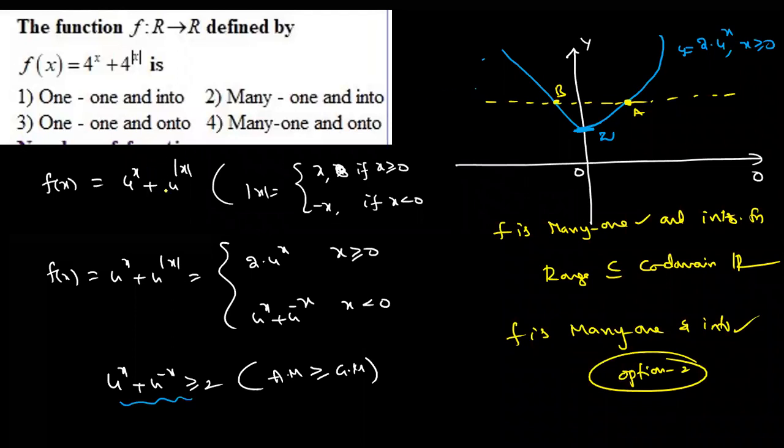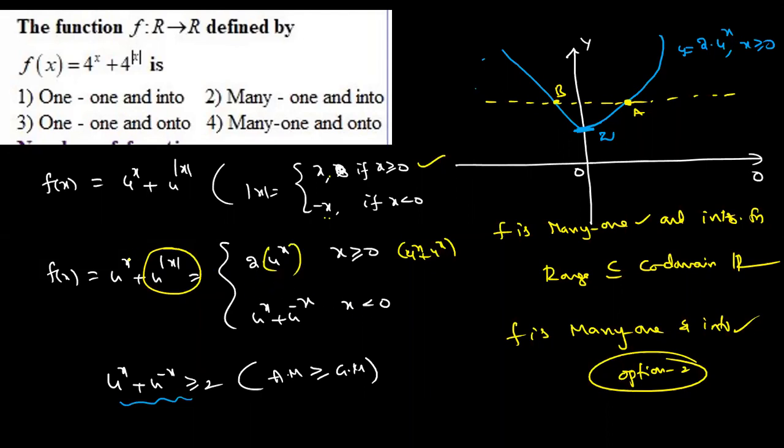Once again, I'm repeating 4 power x plus 4 mod x. See the definition. This is the definition. X positive means 4 power x, x less than 0 means minus x. X positive means 4 power x plus 4 power x. This one you should understand. X positive means this is positive. Both are repeated, that's why I wrote 2 into 4 power x. X negative means 4 power x plus, x becomes minus x. That's why I wrote the definitions.